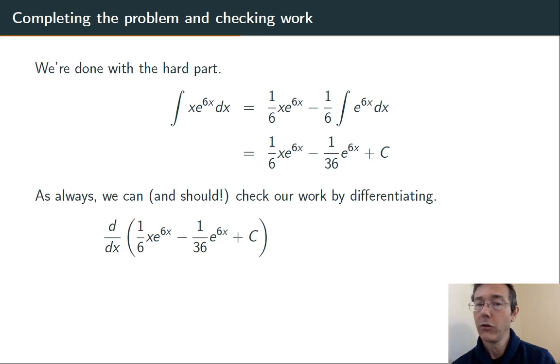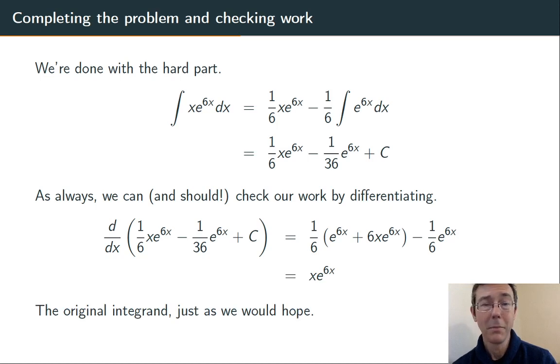It's always a good idea to check your work when you've got an indefinite integral like this. We should be able to differentiate our answer and get the integrand back. So there it is. I use the product rule on that first term. Of course, the derivative of the plus c is going to be 0. Simplify a tiny bit, and in fact, I get the original integrand back. So we got the right answer.